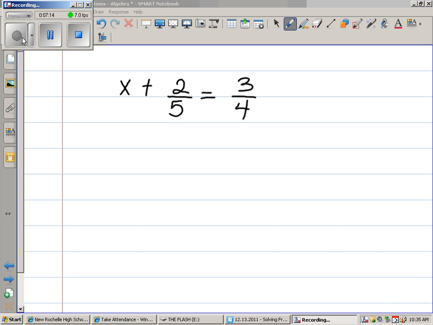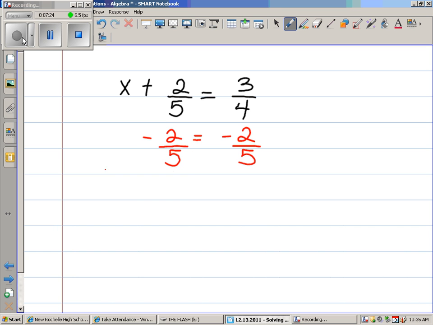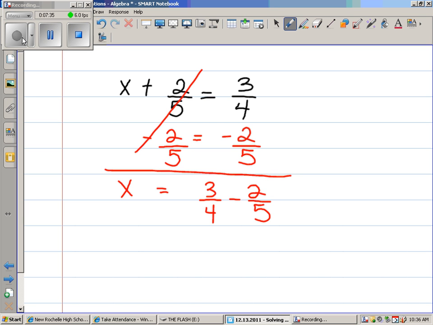No multiplying. All you're going to do is talk about fractions, right? Here's what you're going to do. You're going to subtract 2/5 from both sides. I'll show you. Don't worry. Subtract 2/5 from both sides. You get x equals 3/4 minus 2/5. Now, you can only add or subtract two fractions when they have the same what?